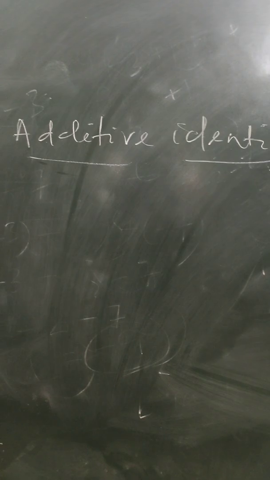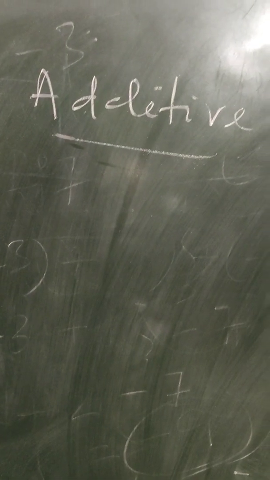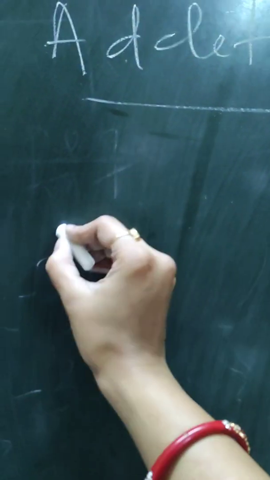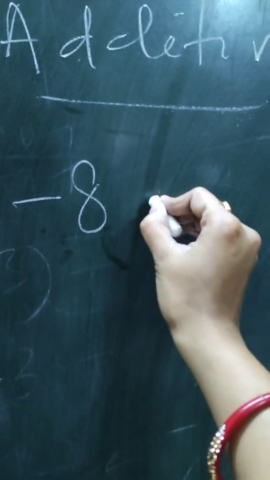Now moving on to the concept of additive identity. What does this mean? Additive identity means that there is a specific number which, if added to an integer, the value doesn't change. Now what is that number? If I add it to an integer, the value doesn't change. Let me show it with the help of an example. Suppose I have taken the integer minus 8.